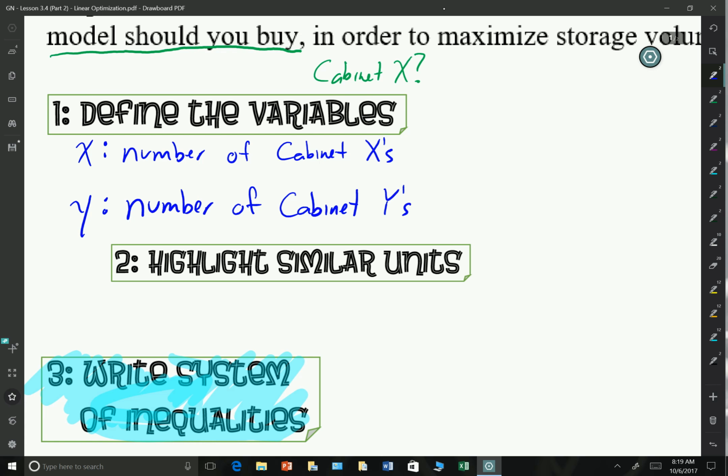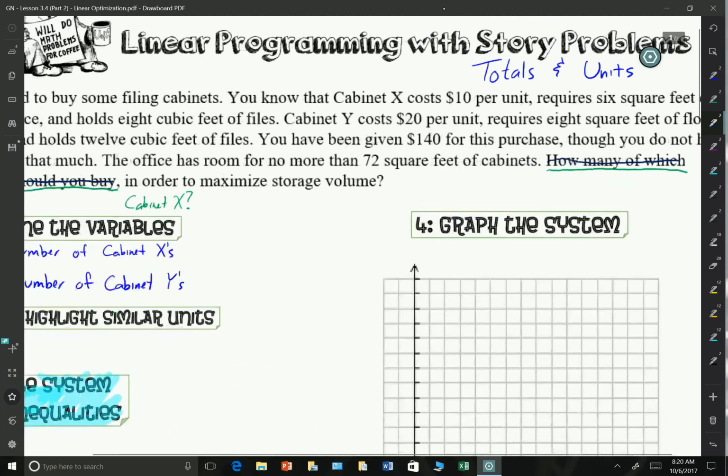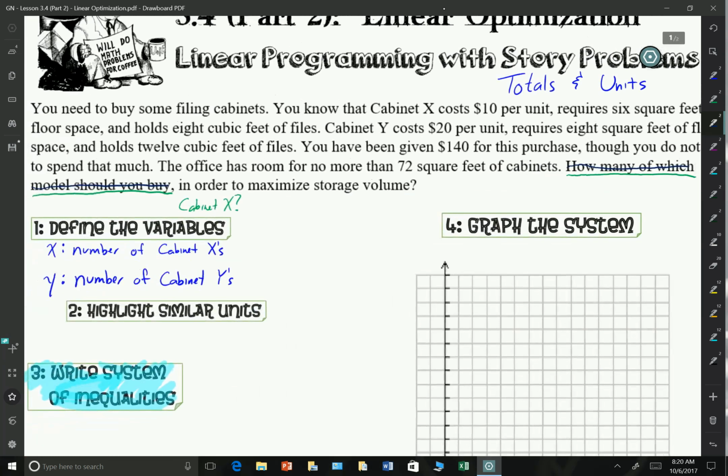And here's the good news: once you use something, it's gone. We don't have to figure out anymore anything with just that first part I underlined. How many of which models should you buy? We used that already to define our variables, so it's gone from our paragraph. So now we need to highlight similar units. So we go to the paragraph. What similar units do we have?